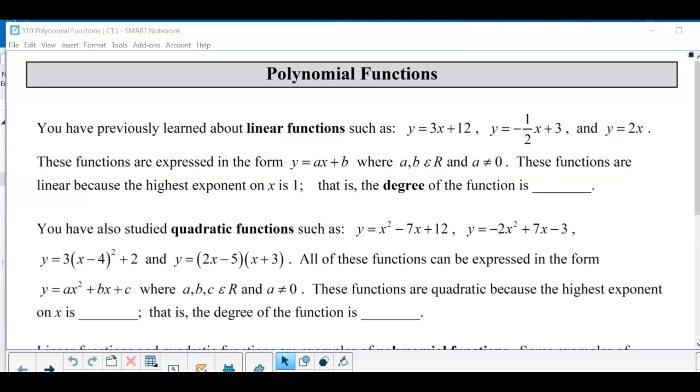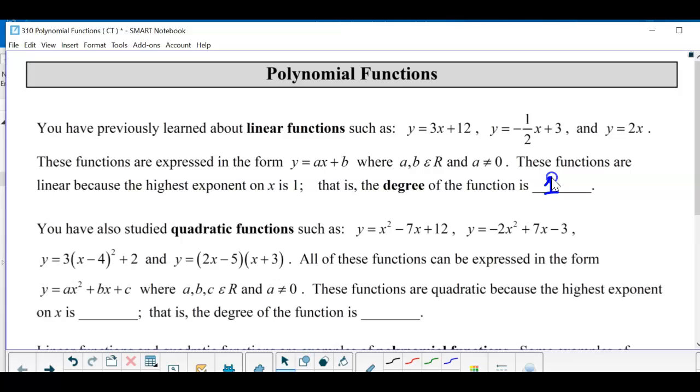Okay, we're starting polynomial functions. So we've already learned about linear functions back in Math 10. Some examples are y = 3x + 12, y = -1/2 x + 3, y = 2x. Those are all in slope y-intercept form. They are linear because the exponent on x is 1. So the degree of these functions is degree 1.